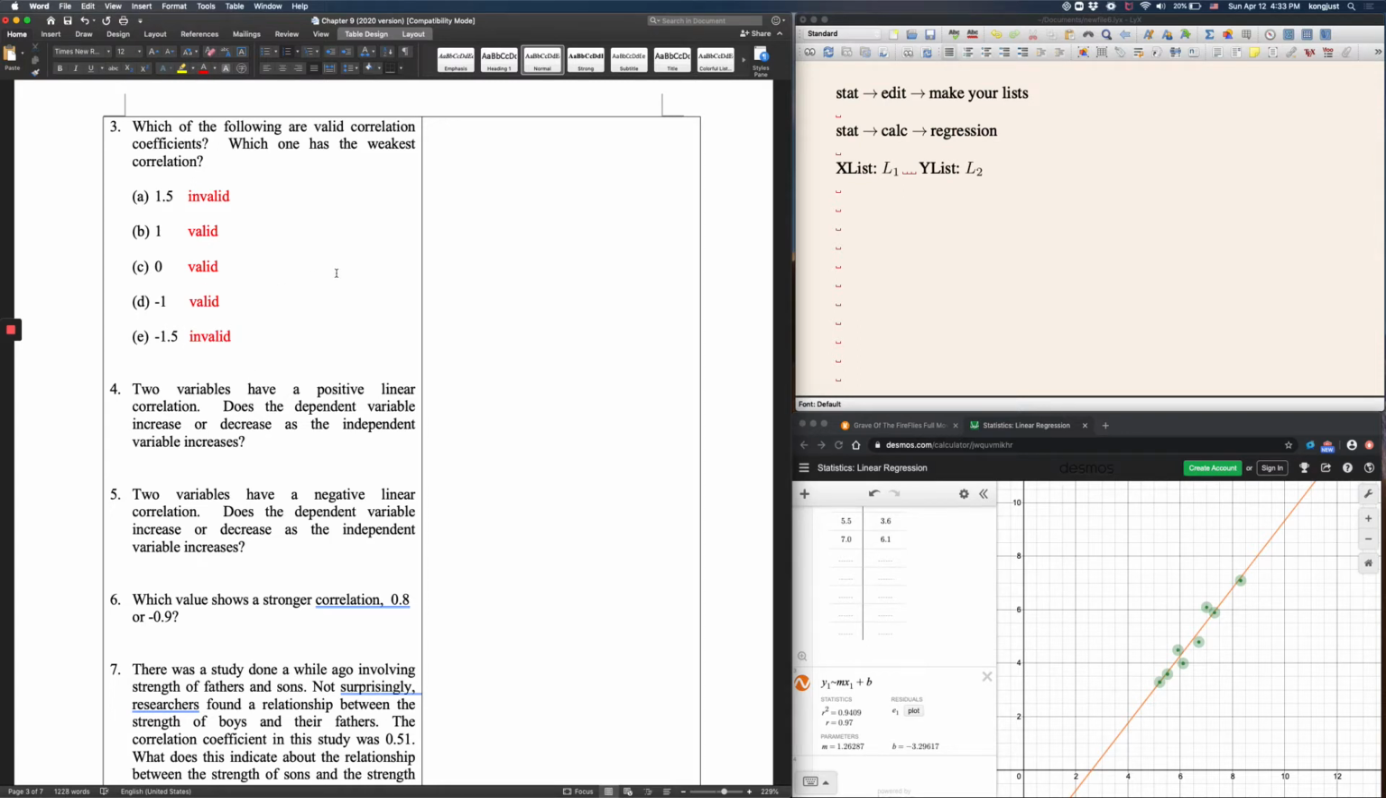By the way, other valid values could be anything between 0 and 1 or anything between 0 and negative 1. So like 0.5 would be valid. Negative 0.5 would be valid, and everything in between. Okay, which one has the weakest correlation? The weakest correlation is the one that's farthest from either 1 or negative 1. A lot of people think that negative 1 is the weakest, but actually this is just as strong as 1, because we're only focused on the absolute value of R when we're talking about strong or weak. So the weakest one is actually 0.